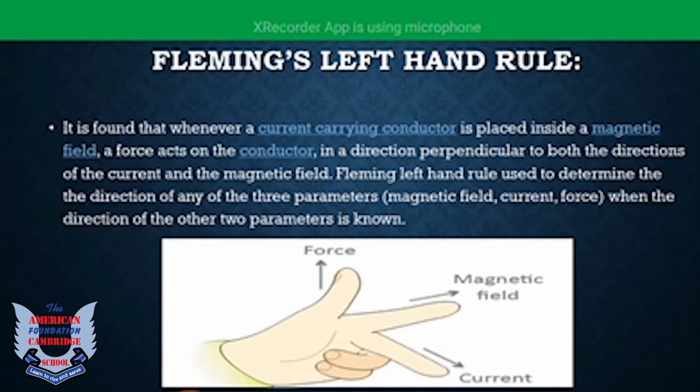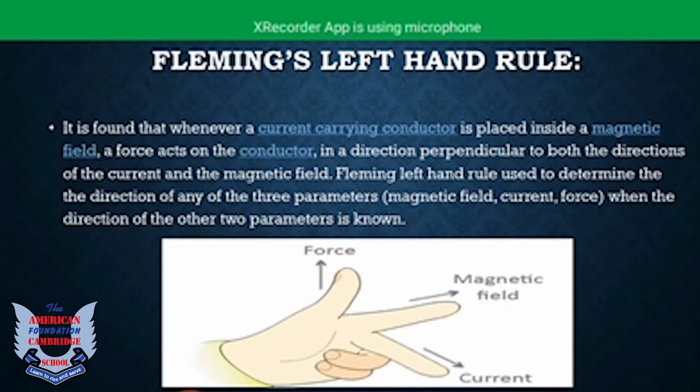Now, for checking the direction, we can use one rule, that is Fleming's left-hand rule. We can easily deduce the direction of the force on a current-carrying conductor placed within the magnetic field by using Fleming's left-hand rule. Point the thumb as shown in the figure, with the forefinger and the second finger at right angles to one another. Point the forefinger in the direction of the magnetic field, from north to south, and the second finger in the direction of the current. The thumb then gives the direction of the motion of the wire, that is, the direction of the force.